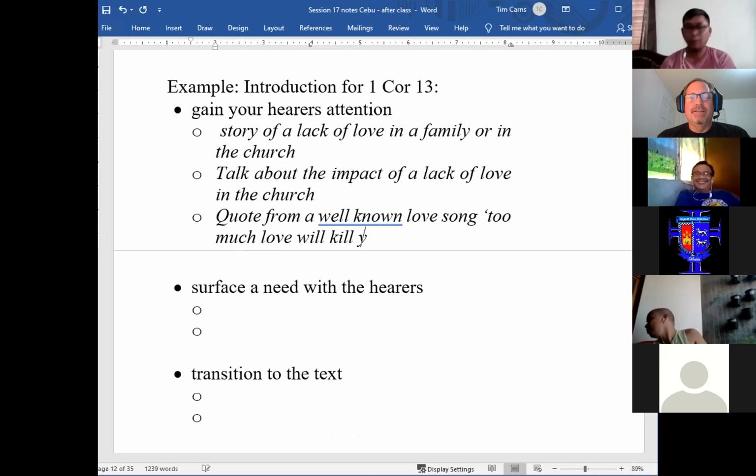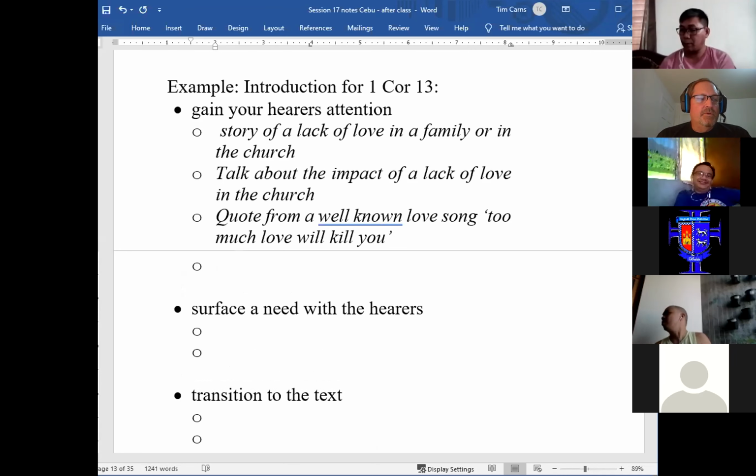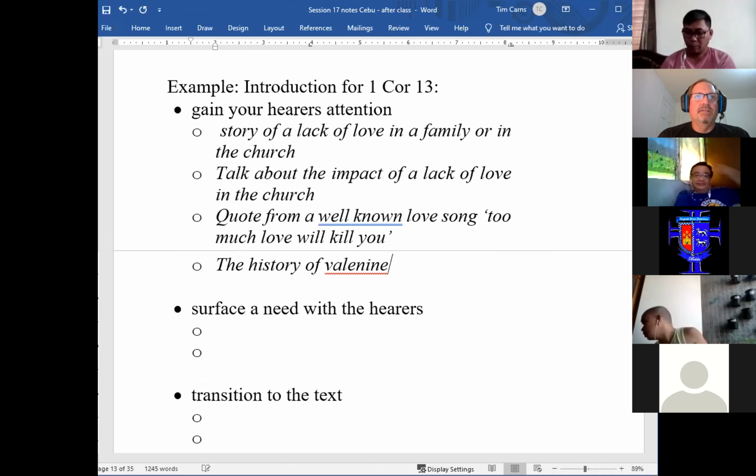Well, I think that's going to be counter to what we want to accomplish in our sermon. But what about maybe the history of Valentine's Day? Maybe an interesting story about how Valentine's Day started? That's a day known as the day to celebrate love. So as we gather this morning, have any of you ever thought about where Valentine's Day came from?